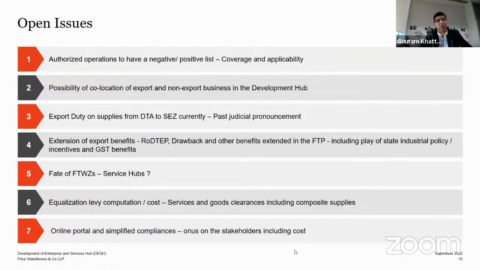So these are some of the open items which we believe we need to keep an eye on, and as the bill becomes an act, the rules which will come out for public consultation should probably address most of these as we go along.